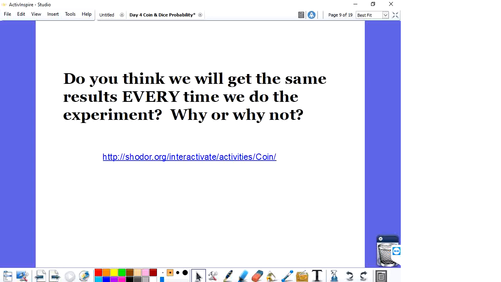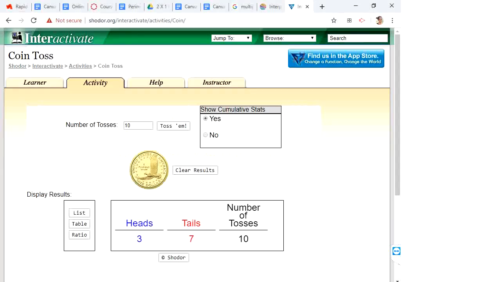Well, now that you've unpaused it, let's check again. We got heads the first time and tails the second time. We're going to clear our results and see if we get the same results. 6 and 4. Closer to our 5 and 5, but not exact. Why don't you think that we get the same number every single time? Because it's probability and we're just making a good prediction.